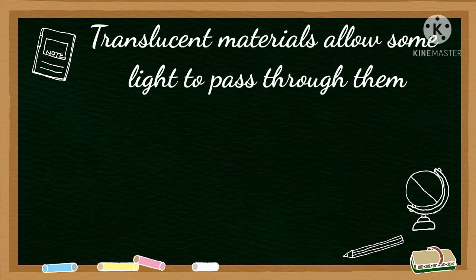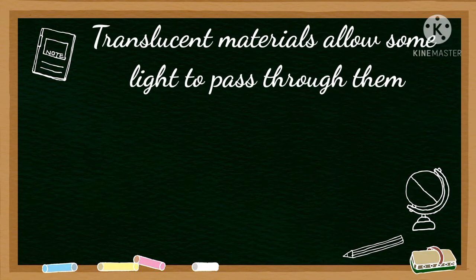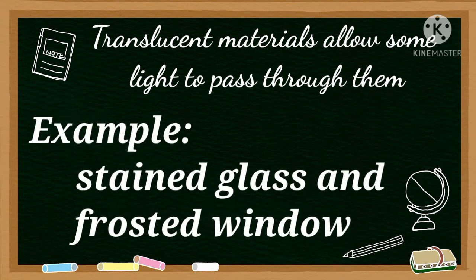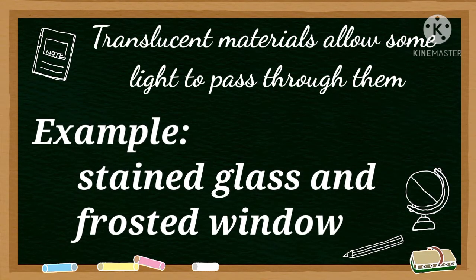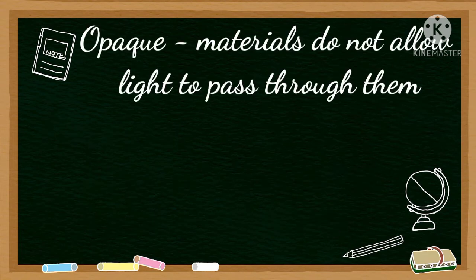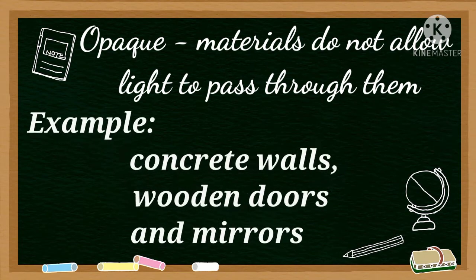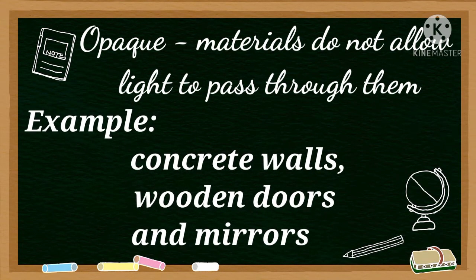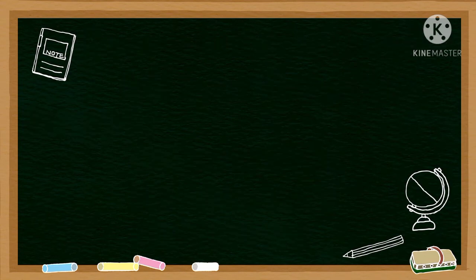The next one is translucent materials. They allow some light to pass through them. Examples are stained glass and frosted windows. And the other one is opaque materials. They do not allow light to pass through them. The examples are concrete walls, wooden doors, and mirrors.